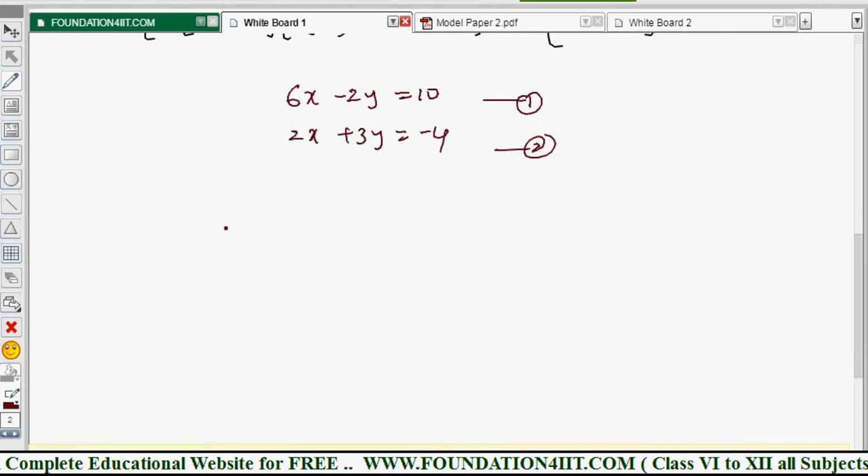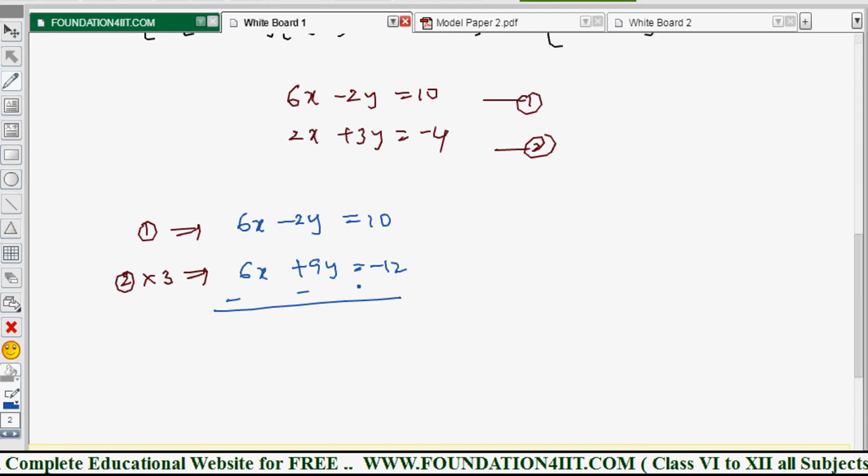It's simple. You can simplify this. To make the x coefficient the same, I am taking the first equation, 6x minus 2y equals 10, and multiplying the complete second equation by 3. That means 6x plus 9y equals minus 12, and just change the sign. The 6x cancels, minus 2 minus 9 gives minus 11y, and 10 plus 12 is 22. Then y is equal to minus 2.